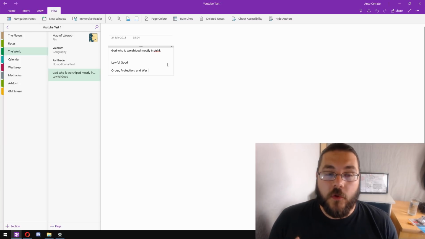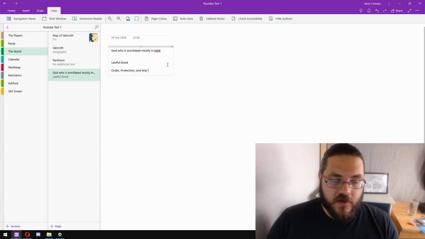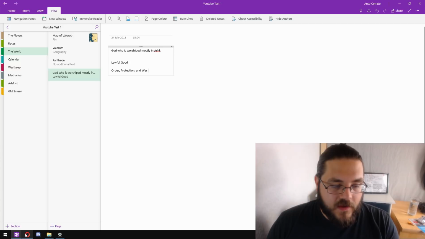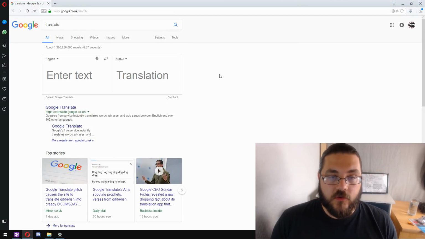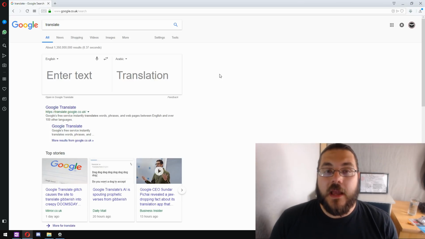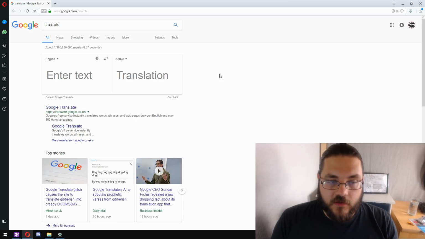So the next thing I'd want to do after deciding on the alignment and the domains is name the deity. Now there are a couple of different ways that you can do this. The way that I like to start with is by using Google Translate. If the deity I am building is worshipped in a particular place, I'll look at the real world allegory for that. So in our example, this deity is worshipped in Ashk, and that is an allegory for Egypt, the Middle East, North Africa, that sort of region of the world. So I'm going to translate some keywords into Arabic and see what we come up with.